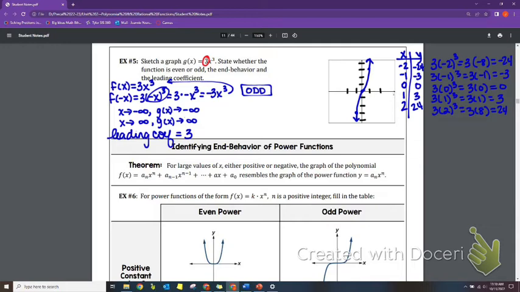All right. So, identifying end behavior of power functions. The theorem says for large values of x, either positive or negative, the graph of a polynomial resembles the graph of the power function y equals a sub n x to the n. So whatever that leading term is, that's what it's going to look like. Everything after it is just like what I call the bumps in the graph, okay? It's what's happening in between, but the general shape is based on that leading term.